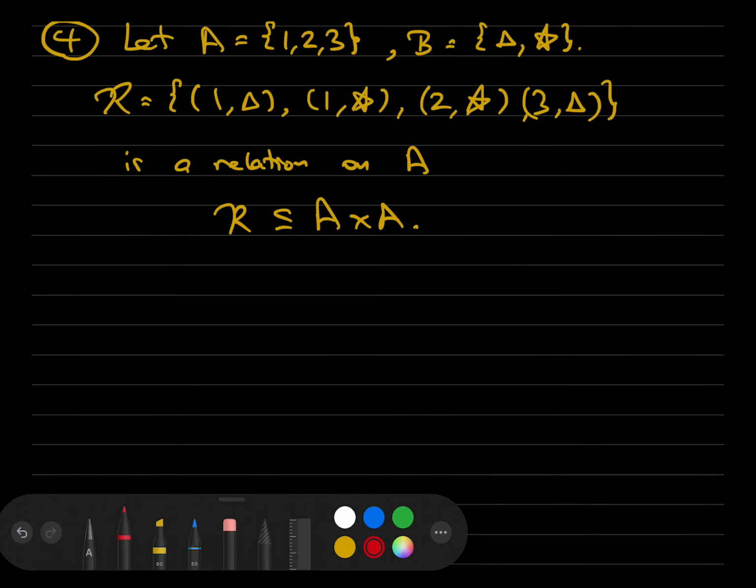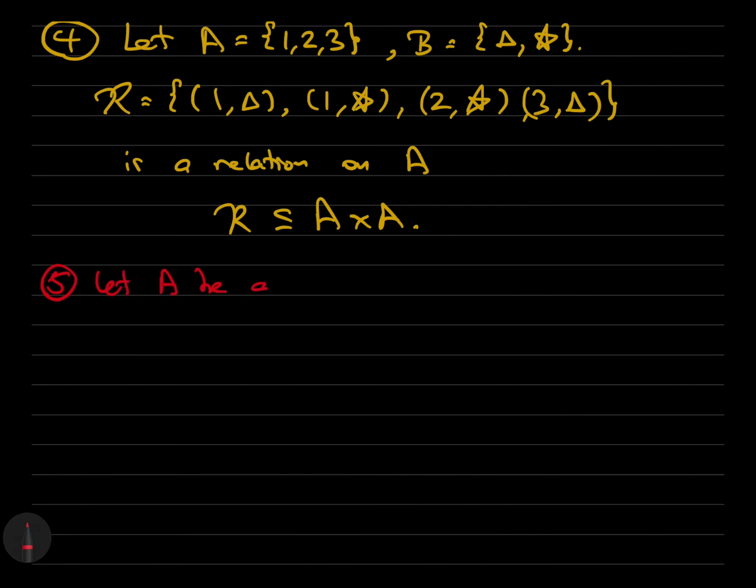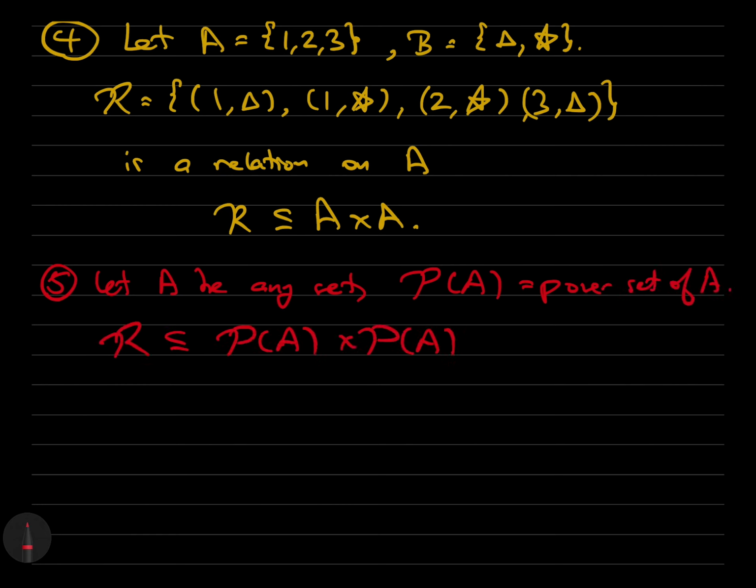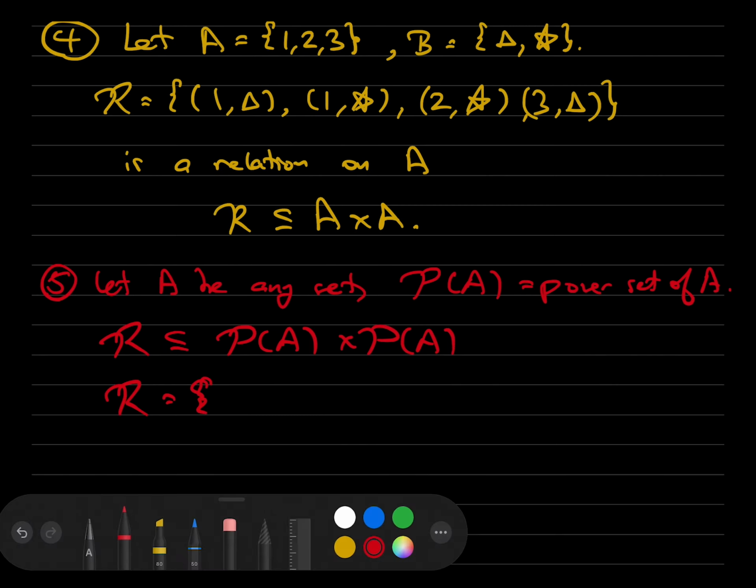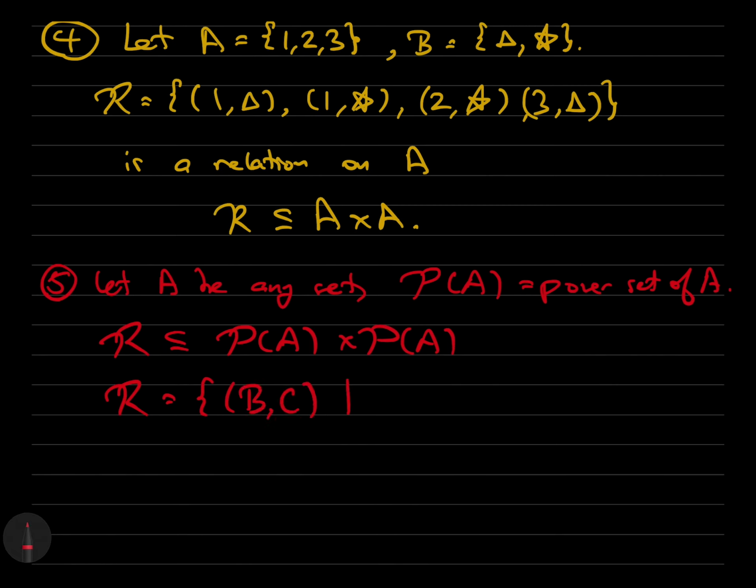One last example. Let A be any set, and consider a relation R on the power set of A. Specifically, R is a subset of the power set of A times the power set of A, where we define R to be all pairs (B, C) such that B is a subset of C.